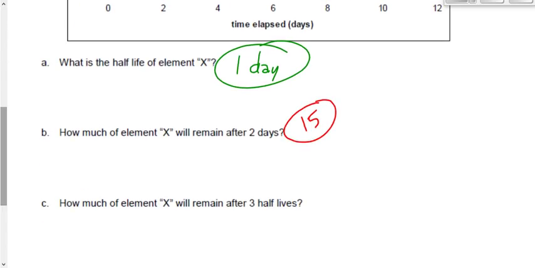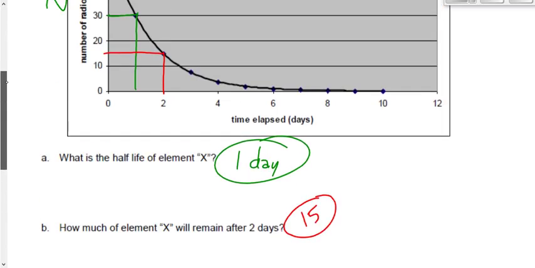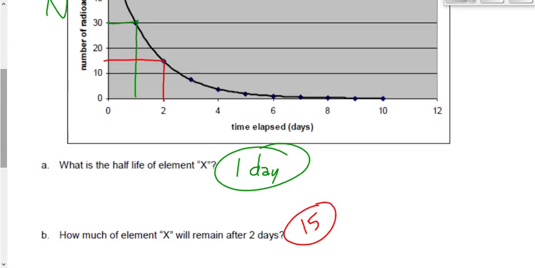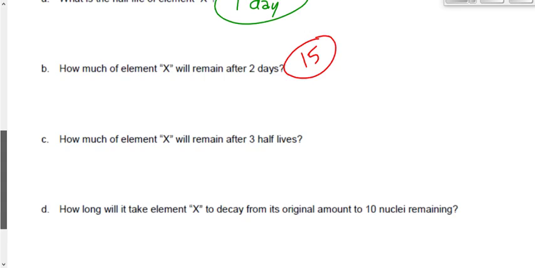C, how much element X remains after 3 half-lives? Well, if the half-life was 1 day, then 3 half-lives is 3 days. So we'd go 3 days here. Up and over, looks to be, I don't know, about 8. Roughly 8 remains after 3 half-lives.